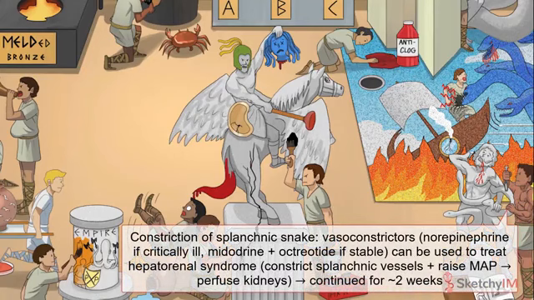This buff dude grabbing the snake, constricting it, if you will, represents vasoconstrictors, which can help constrict the splanchnic vasculature and raise the mean arterial pressure. Critically ill patients may be given norepinephrine, while more stable patients can be given midodrine plus octreotide. Midodrine is a systemic vasoconstrictor, while octreotide inhibits endogenous vasodilator release. Therapy is usually continued for 2 weeks.